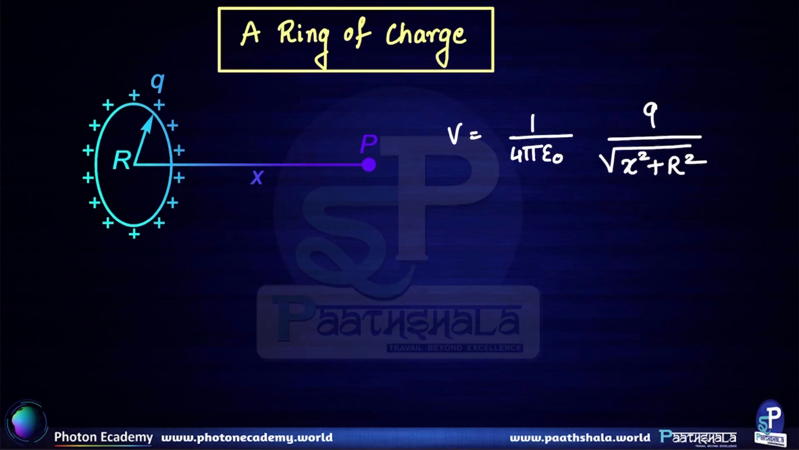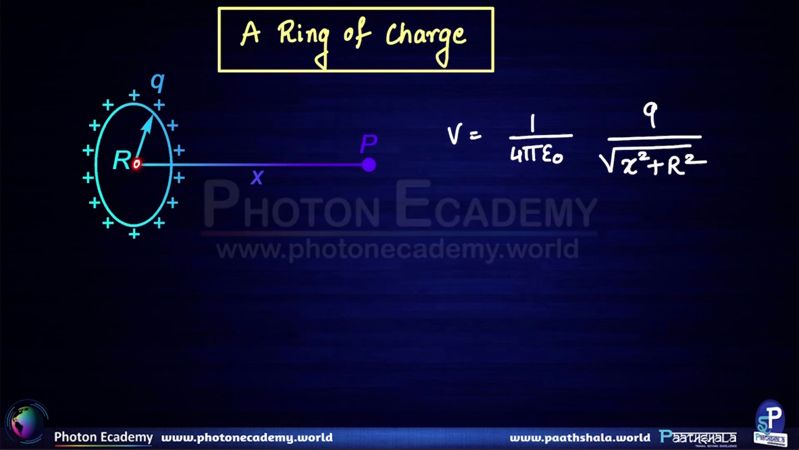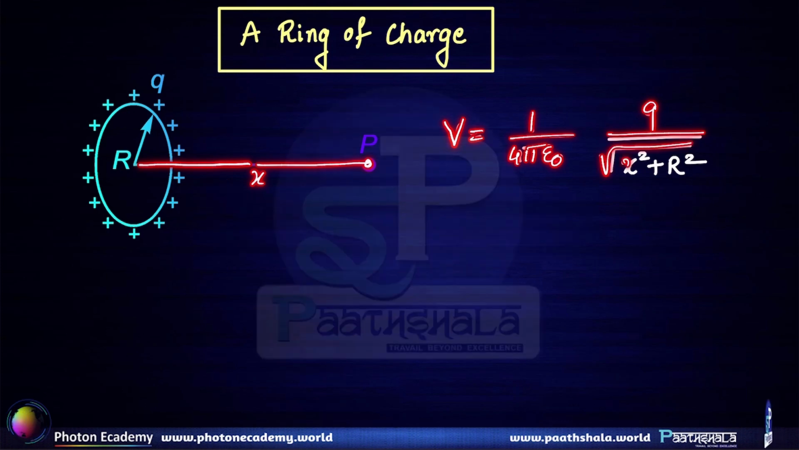Let us look at a few configurations of charges and their potential. This is a ring of charge. This ring of charge carries a charge of plus q. This has a radius r. We would like to find out the potential of this ring of charge at a point P, which is at a distance x on the axis of the ring. The potential is V = 1/(4πε₀) · q/√(x² + r²).